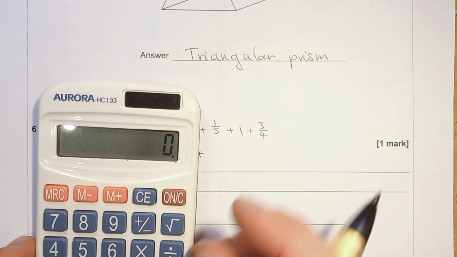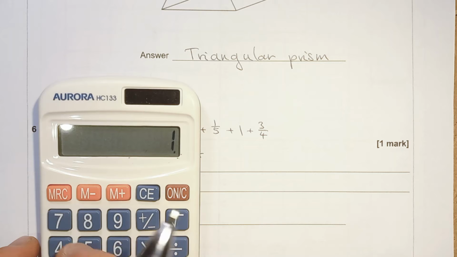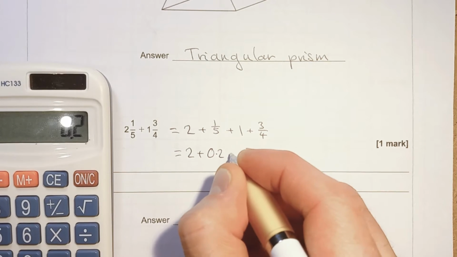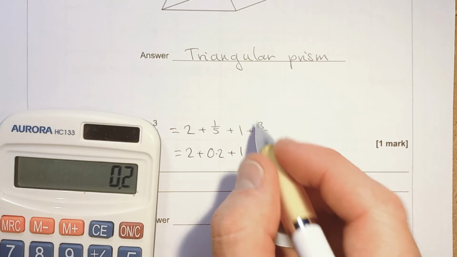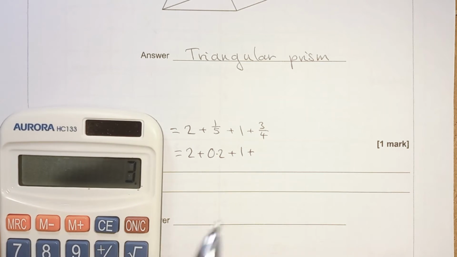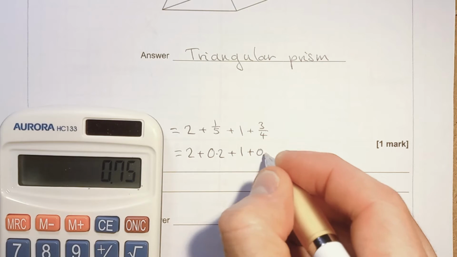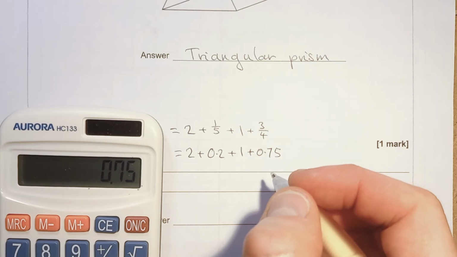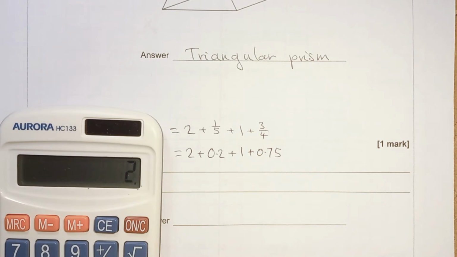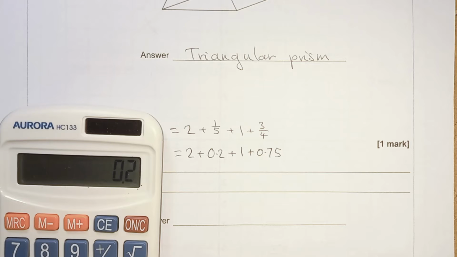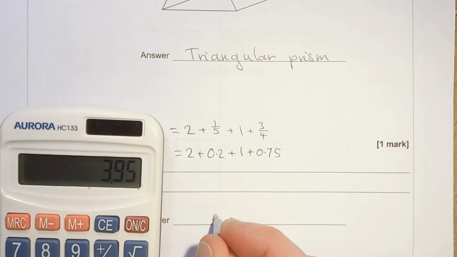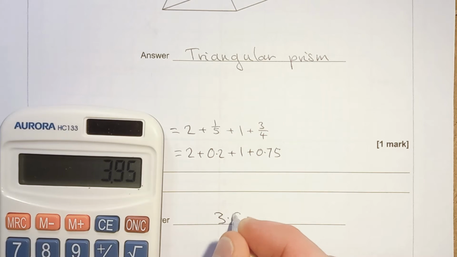Remember, we've got our calculator here. So we can say 1 divided by 5 is 0.2. Then we add on a 1, and then we want 3/4, which is 3 divided by 4, which is 0.75. So we're using our calculator to help us on this one. So we can do 2 plus 0.2 plus 1 plus 0.75, and we get 3.95.